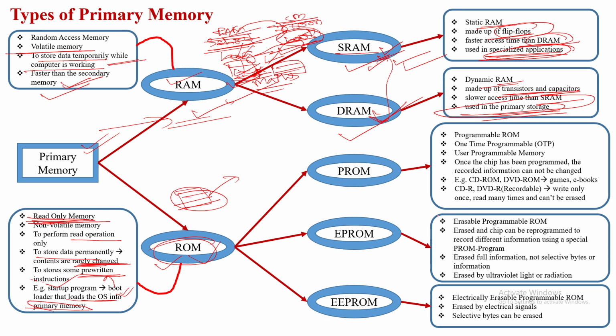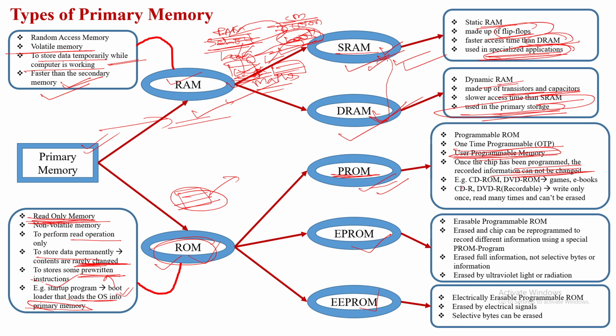Read-only memory has three types: PROM, EPROM, EEPROM. PROM means programmable read-only memory. It is one-time programmable. That means if you have written once, afterwards you can't change it. It is user programmable memory. Once the chip has been programmed, the recorded information cannot be changed.